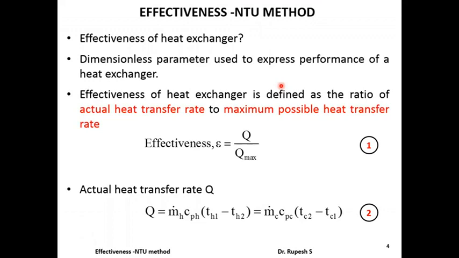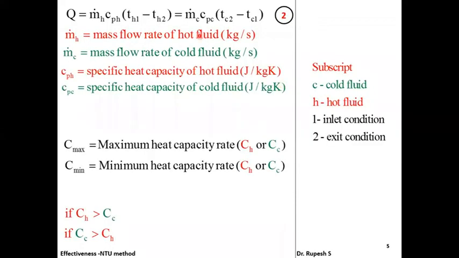Before going to epsilon and Q max, let's have a discussion regarding the equation pertaining to the actual heat transfer rate. Actual heat transfer rate is given by equation number 2, where m dot h is the mass flow rate of the hot fluid, m dot c is the mass flow rate of the cold fluid, both in kilograms per second. Cph is the specific heat capacity of the hot fluid. Cpc is the specific heat capacity of the cold fluid, both in joules per kilogram Kelvin.